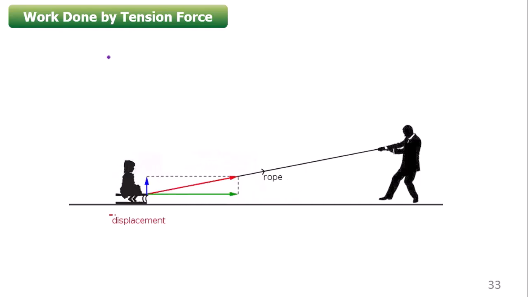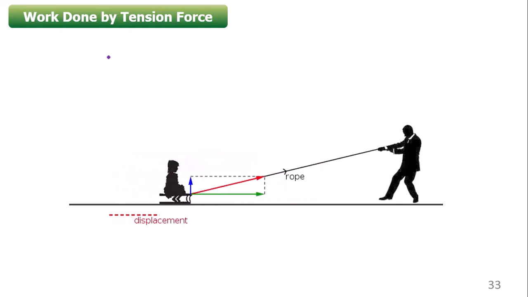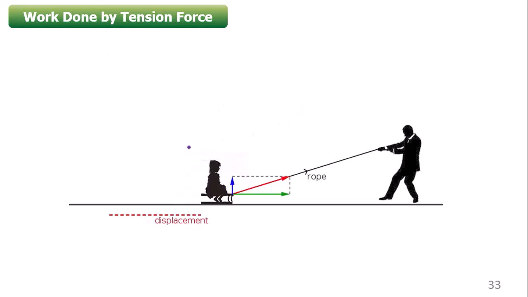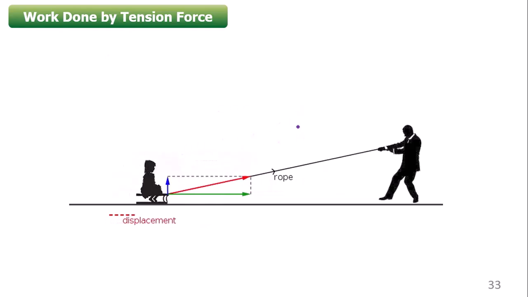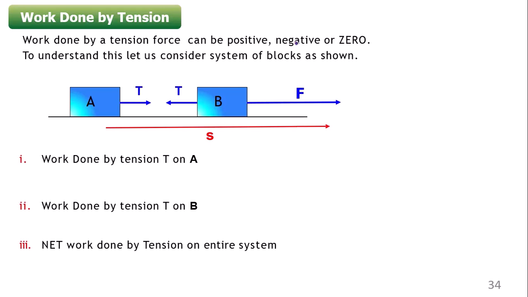So now come to the work done by tension force. Whenever I am applying a tension force, the body is also displaced. So tension basically, if I calculate, let us say there are two blocks connected by a string. Let us say there are two blocks A and B.